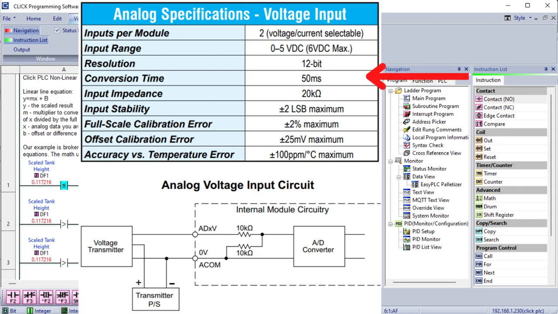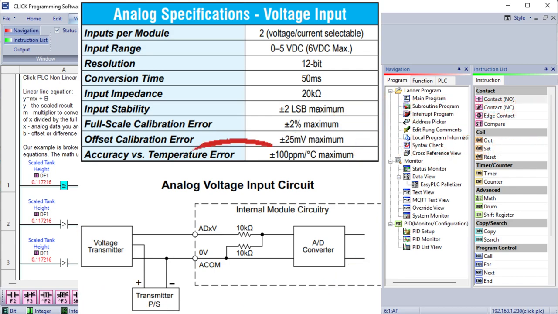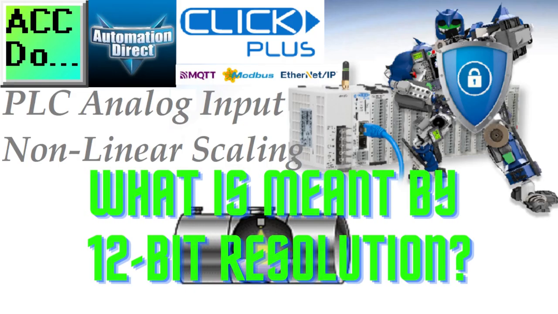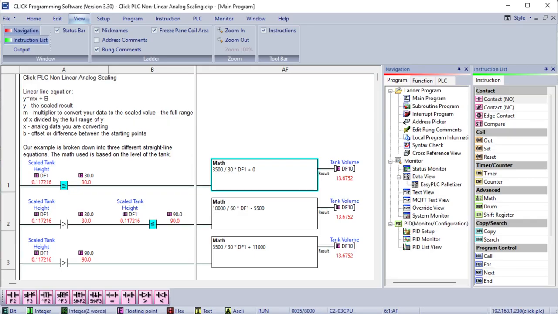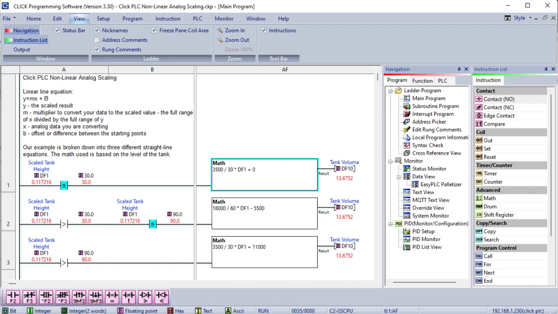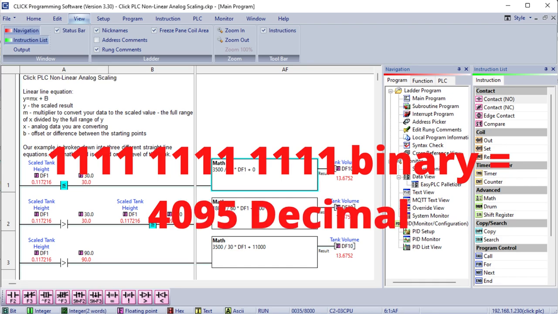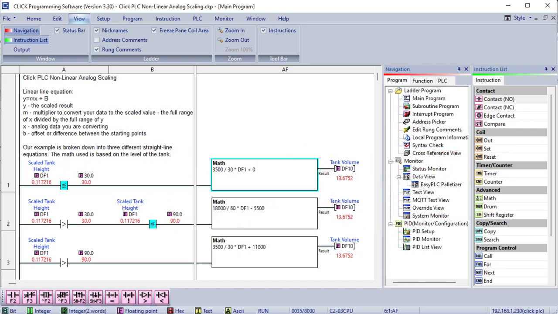The response or conversion time is 50 milliseconds. This is the time required for the analog to digital converter to output the 12-bit resolution. What is meant by 12-bit resolution? Resolution refers to the analog to digital converter. The number of bits specified is binary. So a 12-bit resolution would be 1111, 1111, 1111 binary, which is equal to 4095 decimal.